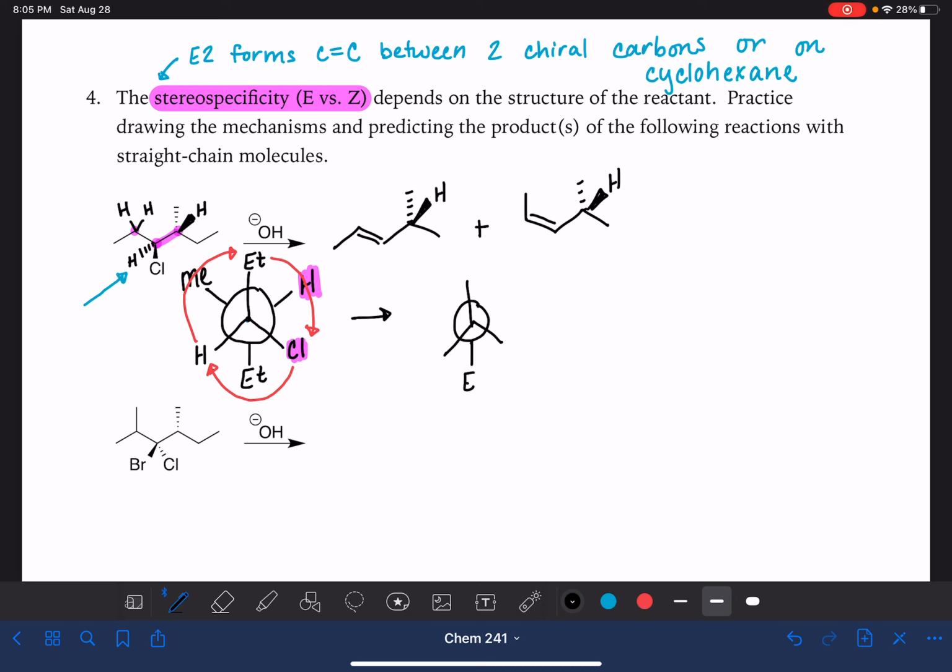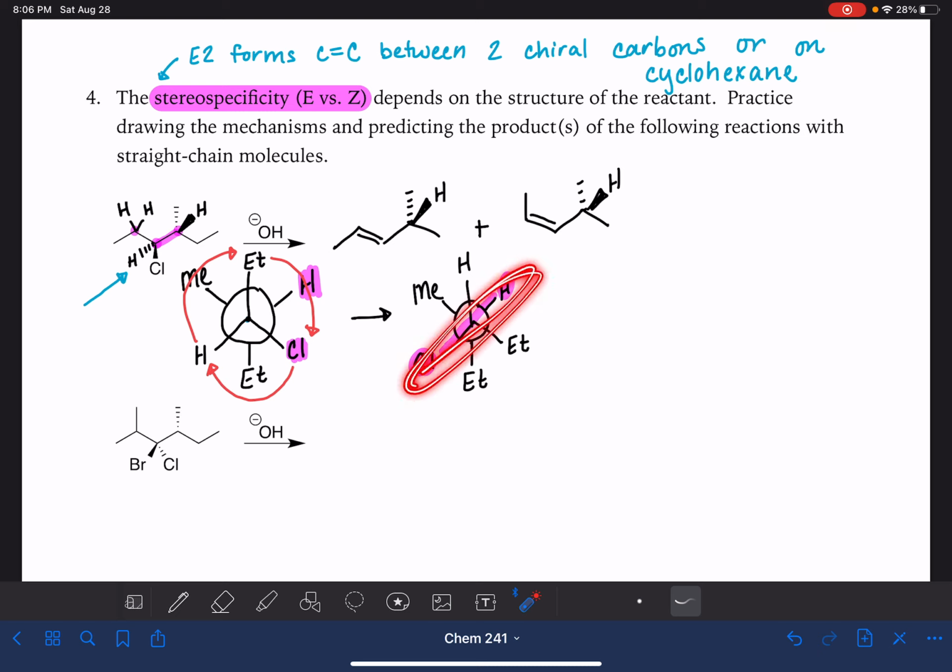So my back carbon, I didn't do any rotation, so nothing has changed about the back carbon. My front carbon, the chlorine is now down to the left, the hydrogen is up top, and the ethyl is down to the right. And I'm going to highlight again, there's the chlorine, there's the hydrogen. They are 180 degrees apart from each other. This is the conformation that the molecule takes when it does an E2 elimination reaction.